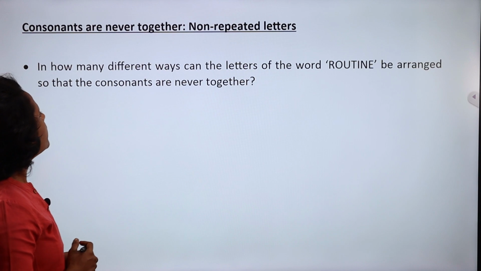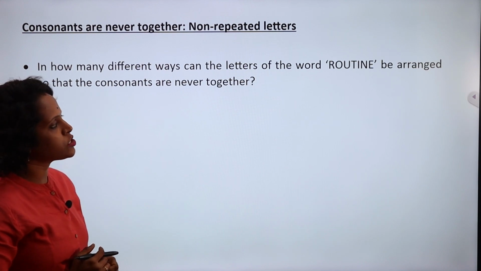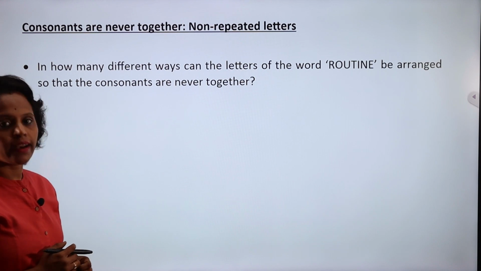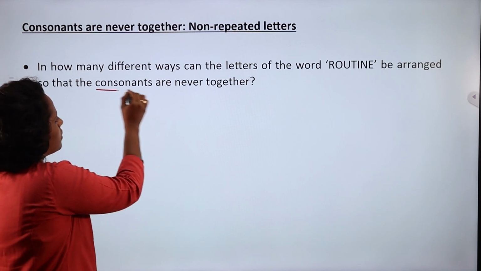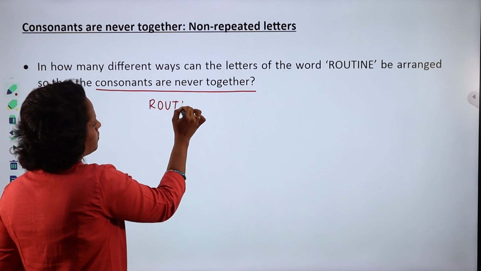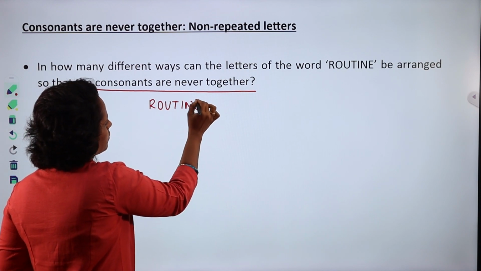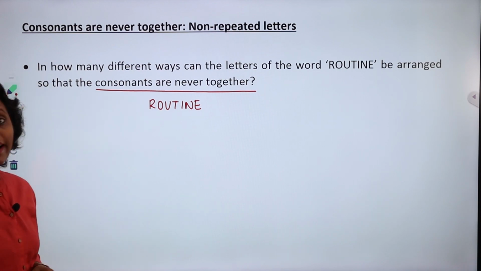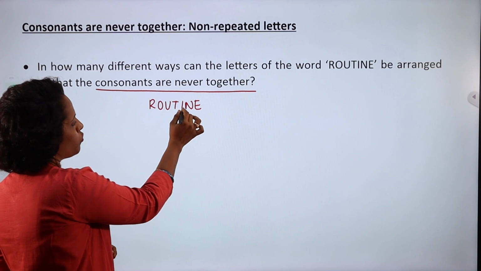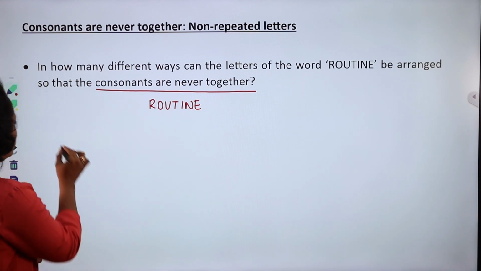Next question: in how many different ways can the letters of the word ROUTINE be arranged so that the consonants are never together? Our word is routine. Are there any letters repeated? No, nothing. So how many letters in the word? 1, 2, 3, 4, 5, 6, 7. It is a 7-letter word.